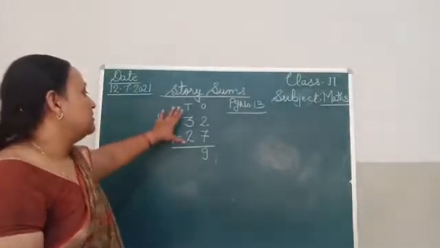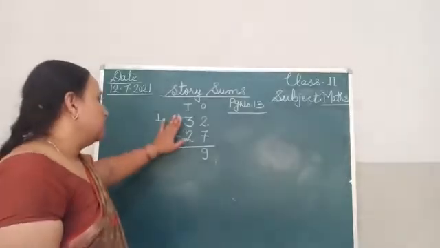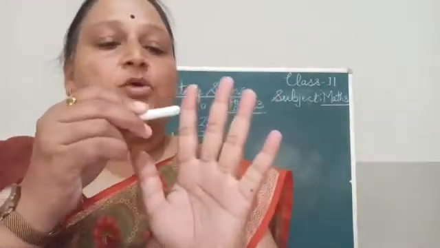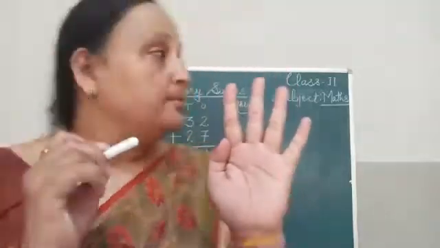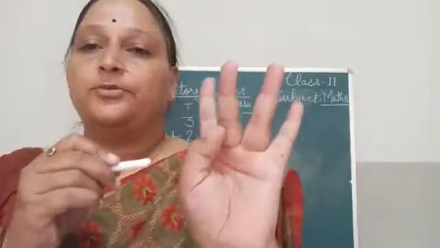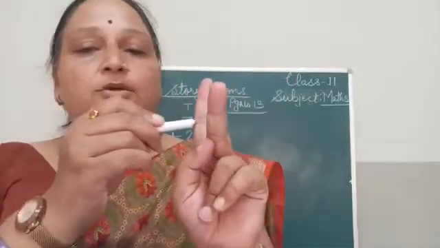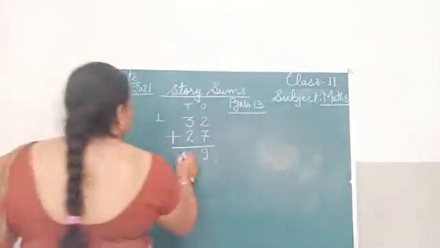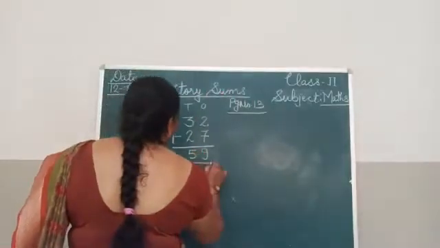Now we will add the numbers of the tens place. 3 and 2. Now again we will use the same method. 1, 2, 3. 1, 2, 3. Now what is the number? 2. 1 and 2. We will put the thumb here. 1, 2, 3, 4, 5. Okay. So the number is 59.